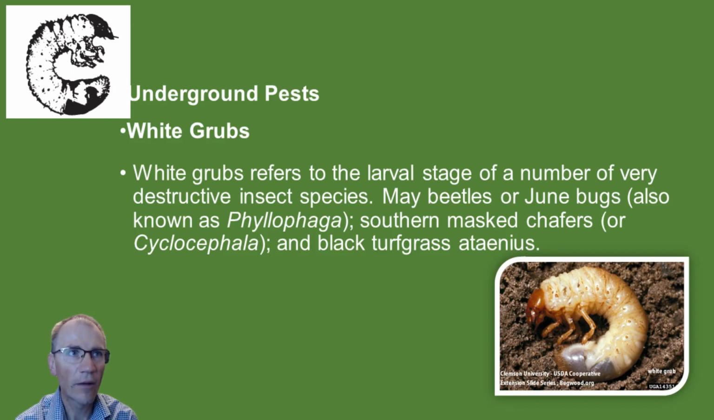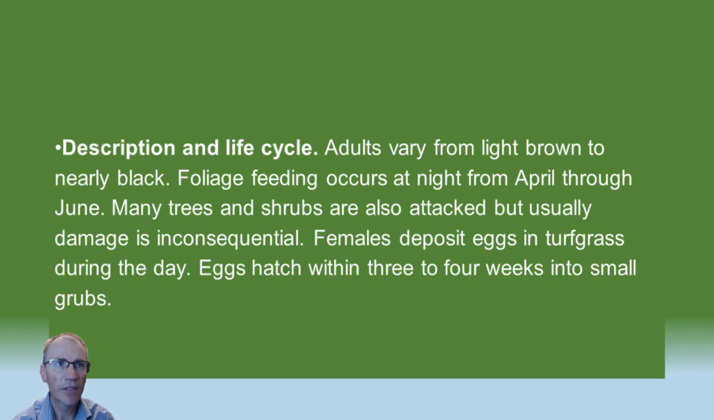Underground pest, white grubs. White grubs refers to the larval stage of a number of very destructive insect species: May beetles or June bugs, also known as Phyllophaga, southern masked chafers or Cyclocephala, and black turfgrass ataenius. Description and life cycle. Adults vary from light brown to nearly black. Foliage feeding occurs at night from April through June.